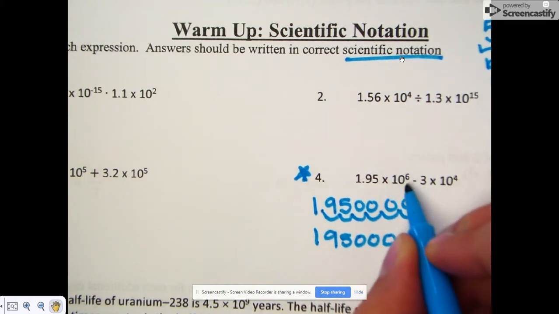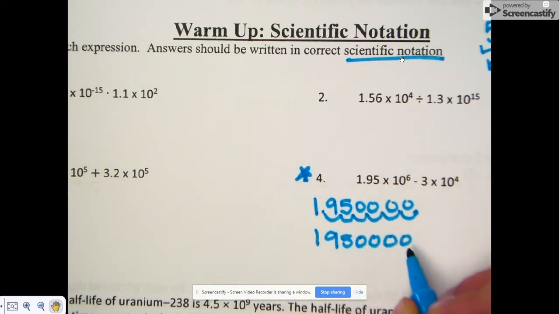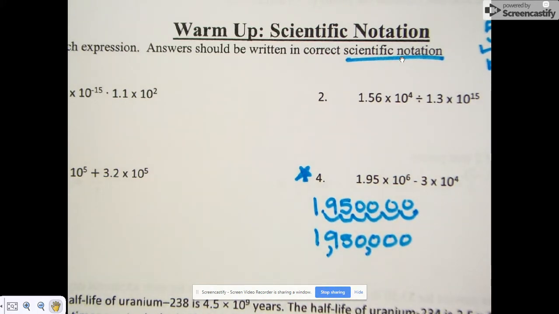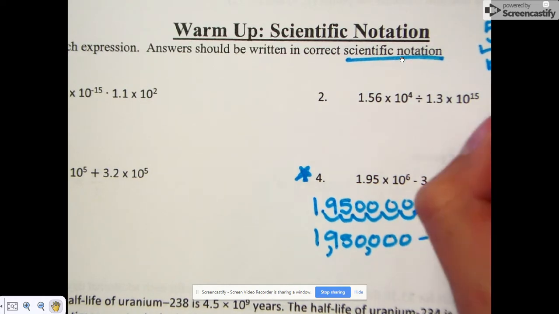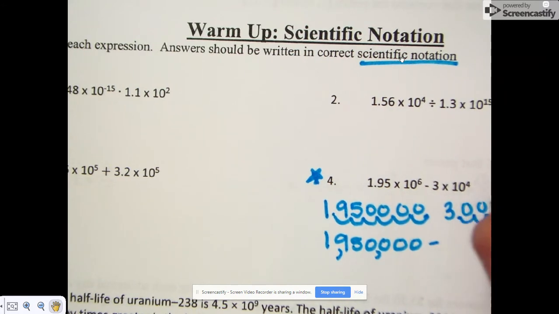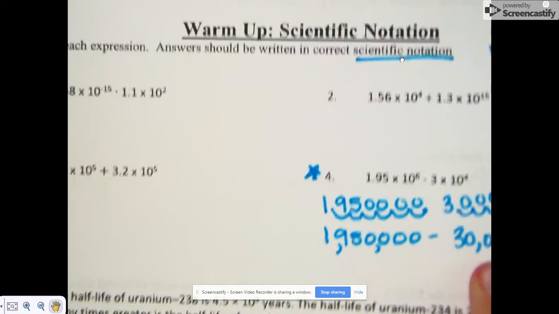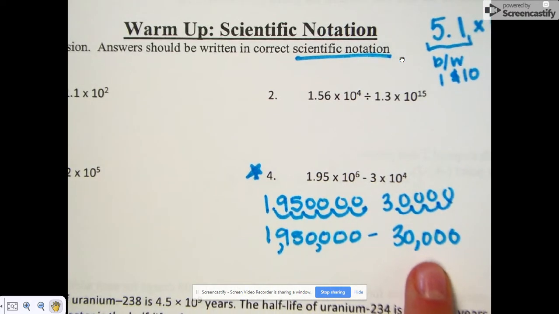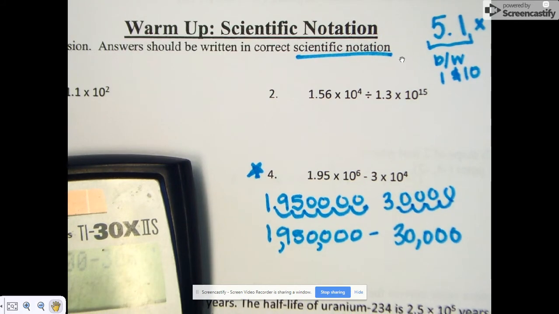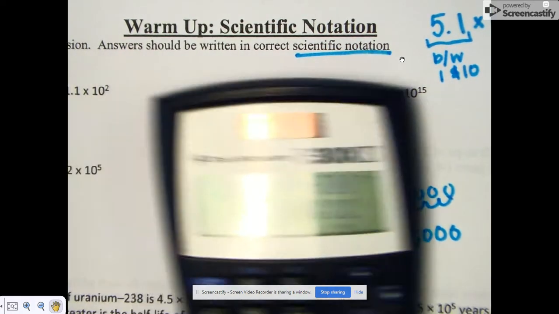Notice that this number is not the number of zeros. It's the number of spaces I'm moving the decimal. That's a common misconception. So this number is really 1,950,000. And then this number here, I have to take 3. My decimal's here. I move it over 4 times to the right. So this is actually 30,000. So I'm just doing that calculation, and I can do it right in my calculator. So if I do 1,950,000 minus 30,000, I get this number here.